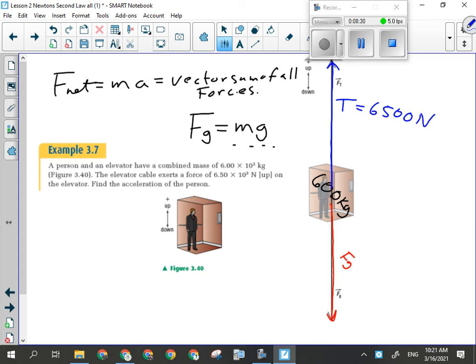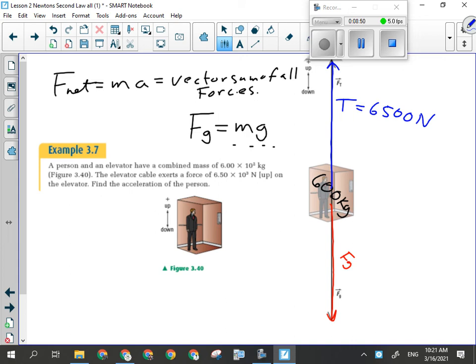Now, gravity is pulling down. I need to calculate how big gravity is so that I can do the vector sum of all forces, which I need to do in order to find the acceleration of the elevator. Just like the questions we did yesterday with the friction acting backwards and the bobsled people pushing forwards and stuff like that. It's just now it's up and down.